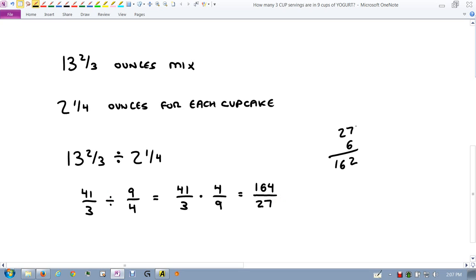I should have done it like this, make it a little easier. Do the 164 divided by 27 like this. It goes in there 6 times. That's 162. We're left with 2, right? So our remainder is 2 27ths. So you have 6 cupcakes and 2 27ths of a cupcake left, right? 2 27ths. What does it say?